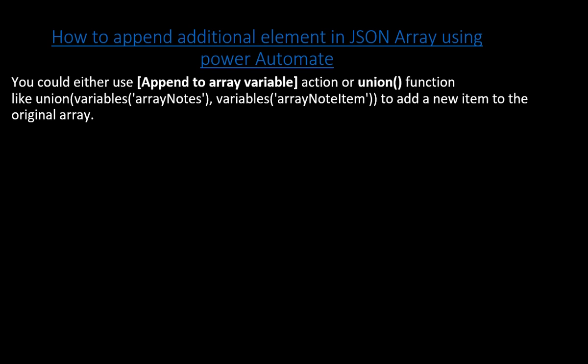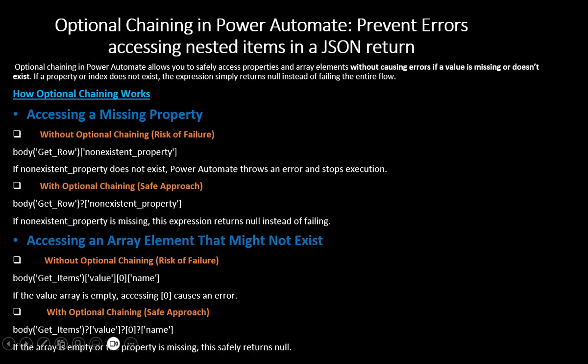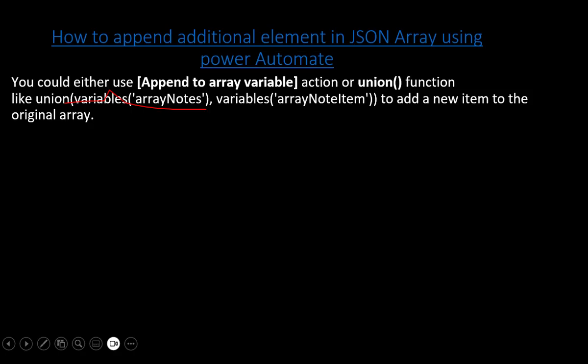How do you append an additional element in a JSON array? You can use the union function, like this.